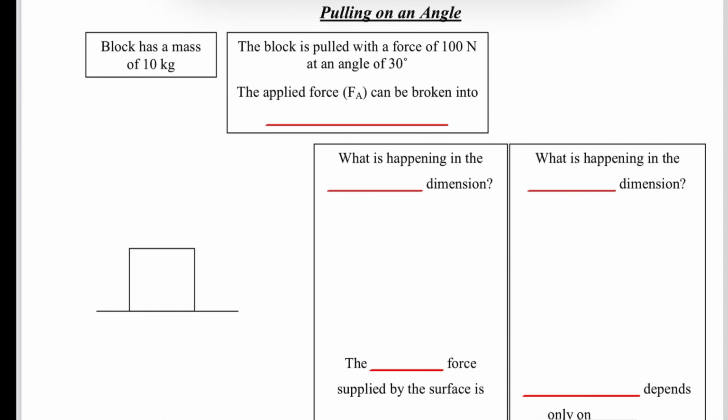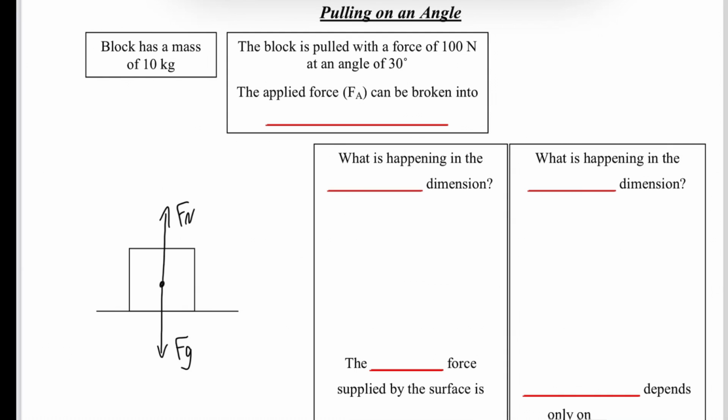So if we're to draw out the free body diagram for it right now, we have our gravitational force pulling down as always. And since it's on a surface, we also have a normal force pulling up. And if these are the only forces, then they'll be balanced. We'll be able to solve for it. But in this scenario, we have a block being pulled with a force of 100 newtons at an angle of 30 degrees.